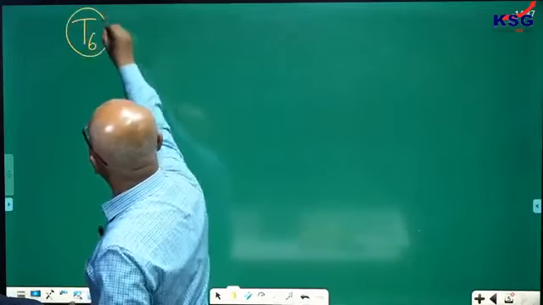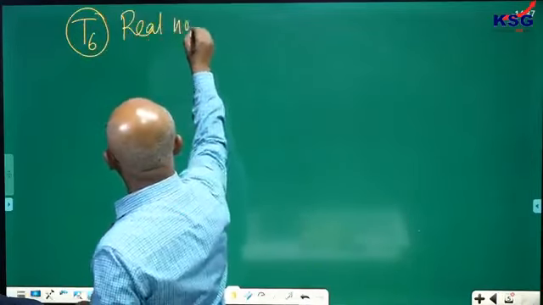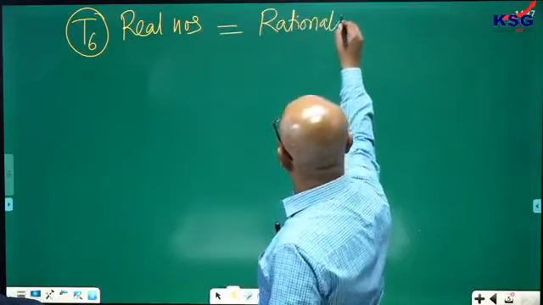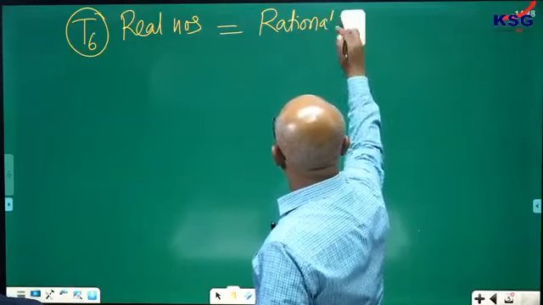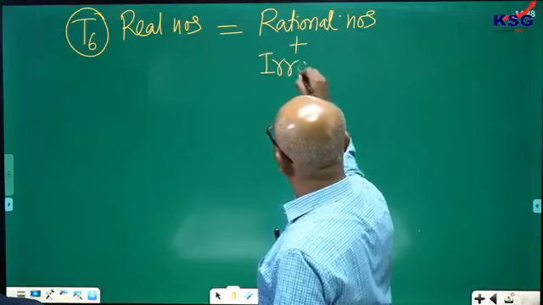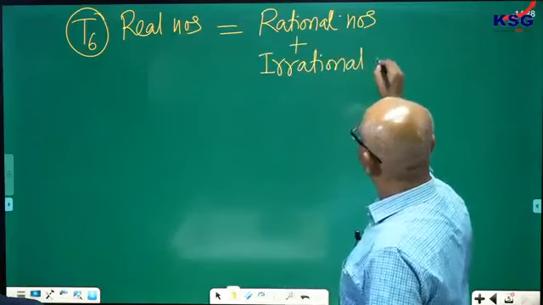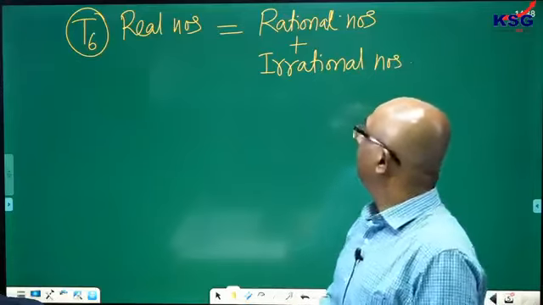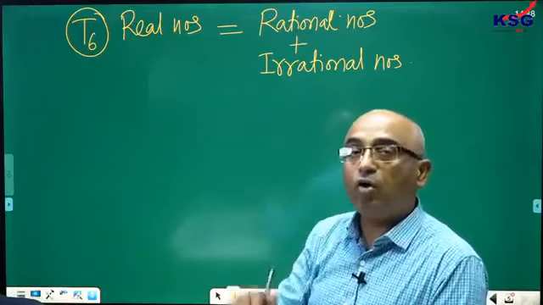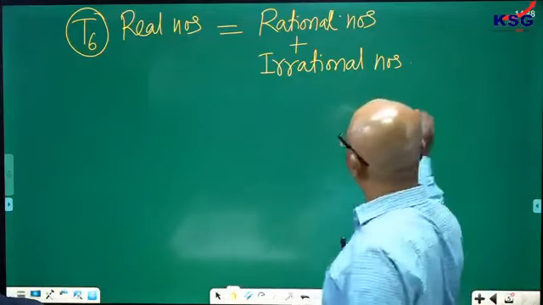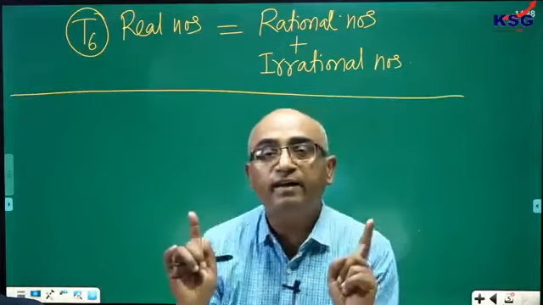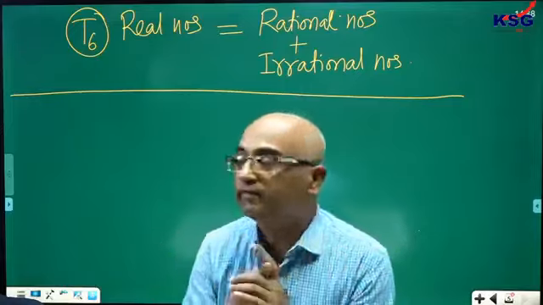All right, next write, students, type 6: real numbers. Rational numbers plus irrational numbers together are known as real numbers. So till now, whatever we have discussed is all part of real numbers. Remember, our syllabus is up to 10th level only, so imaginary numbers and complex numbers are not in our syllabus.